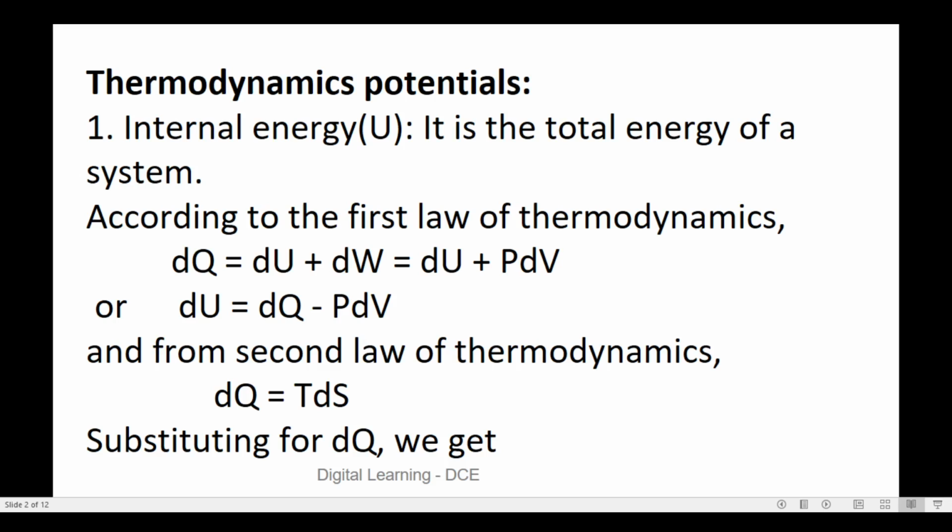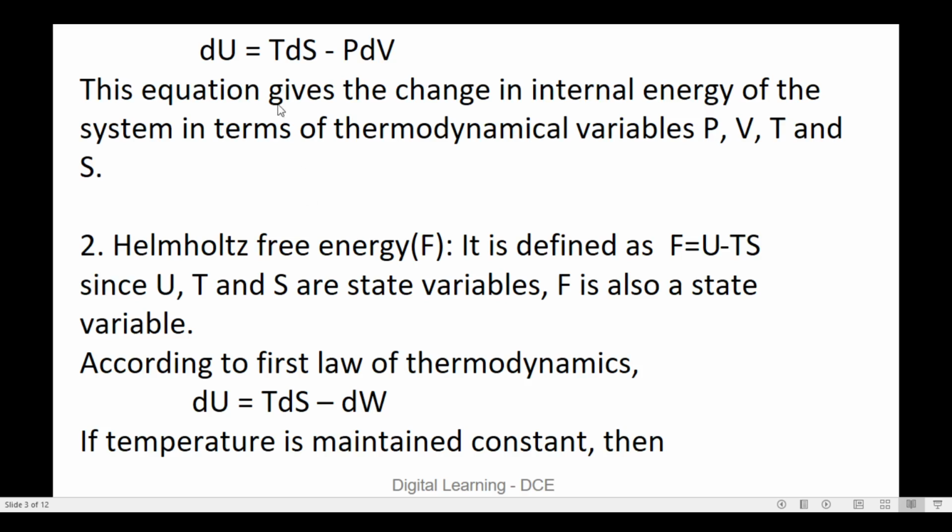First one, internal energy, represented by U. It is the total energy of a system. According to the first law of thermodynamics, we know that the mathematical form is given by dq is equal to dU plus dW. So, dW is nothing but PdV. So, our dU will be equal to dq minus PdV. And from the second law of thermodynamics, we have dq is equal to TdS. So now substituting dq in this expression, we get dU equals TdS minus PdV.